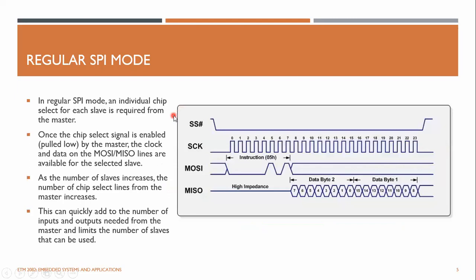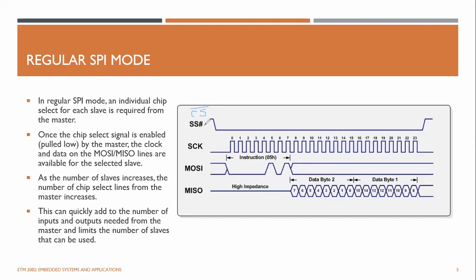So SPI has 2 different configurations. The most commonly used one is regular SPI mode. In regular SPI mode, an individual chip select for each slave is required from the master. Sometimes it is SS, sometimes it is CS bar. So let's assume this is CS bar, chip select.